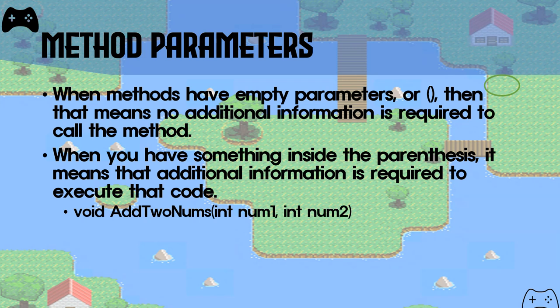Void add two nums, int num1, int num2. Void is, of course, the return type. So that means we're not expecting something to be processed elsewhere in the program, but it's telling us we want to add two nums. And in here, it's taking in two parameters. We have int num1, int num2. Int num1 is what we refer to as the first argument. Int num2 would be the second argument. Now, also, we don't see the code of this method here, but we can still see that it has two parameters.